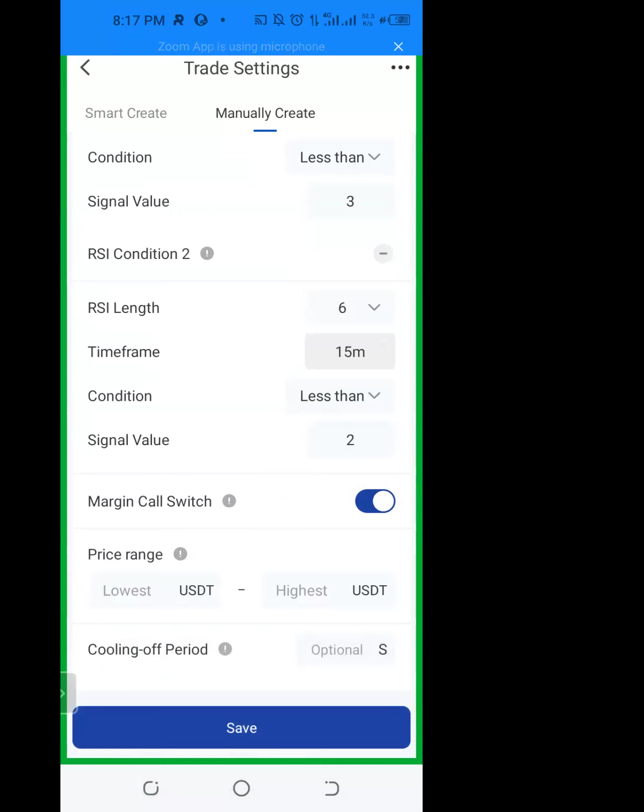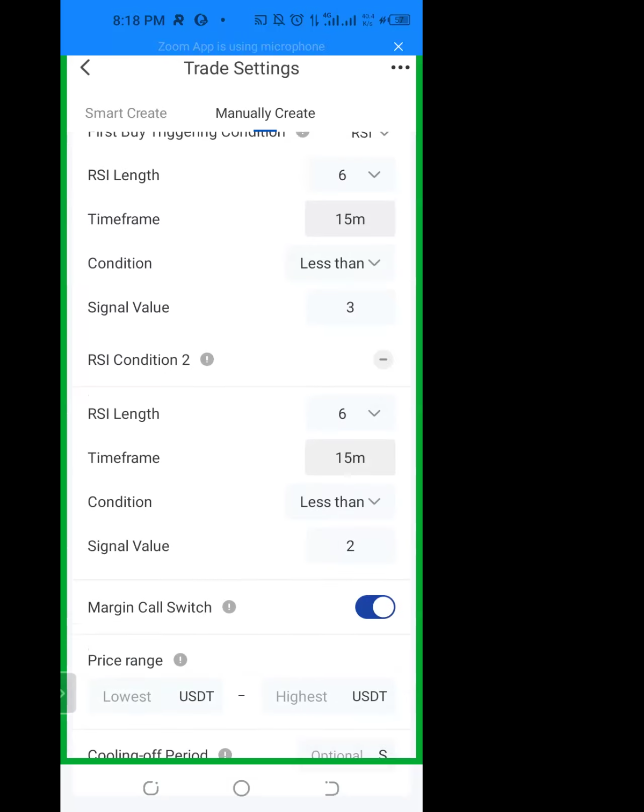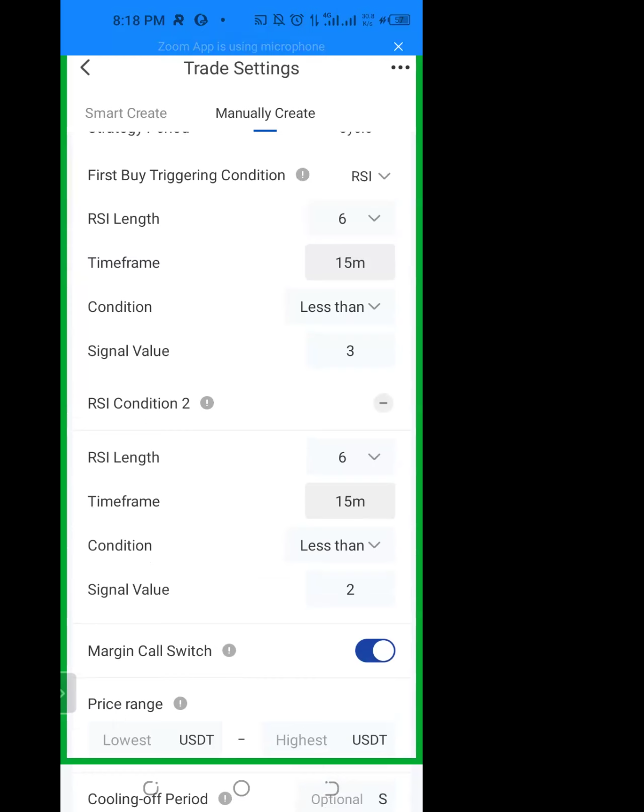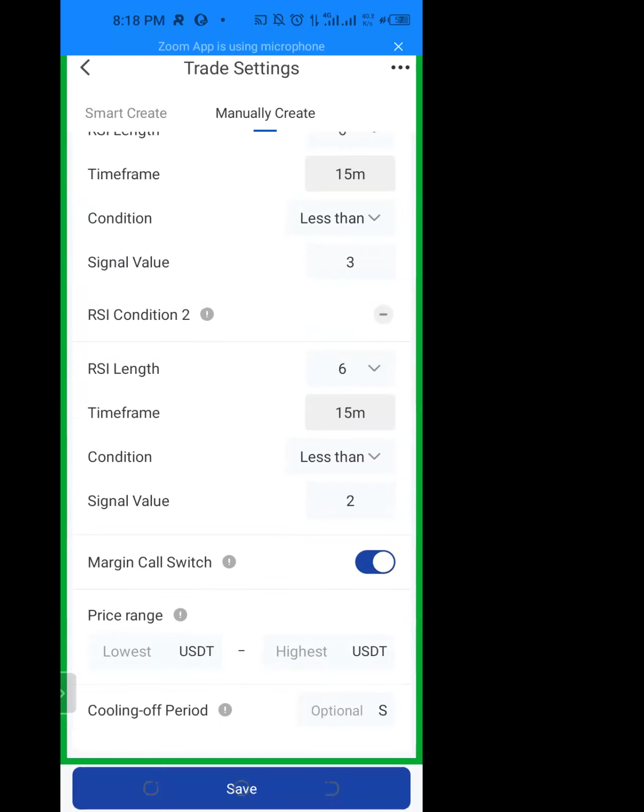Reduce the signal value. That means you want the stochastic line to have gone very low, well before the bot triggers. So if the bot didn't trigger when the stochastic line went below 3, then it will pick 2, or you can leave it at the first one. Let the bot trigger only when the curve has gone down very well on the 15-minute chart. So when it triggers, it buys. When the curve goes up, it can easily sell.